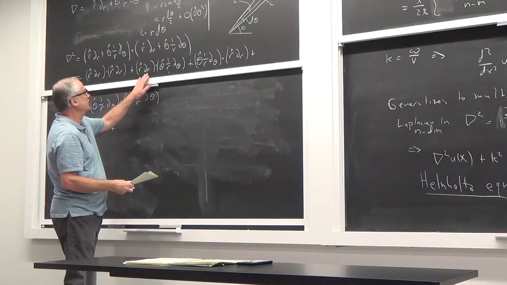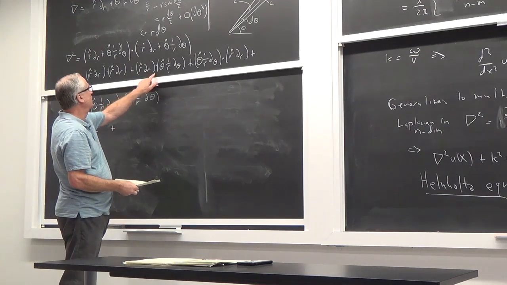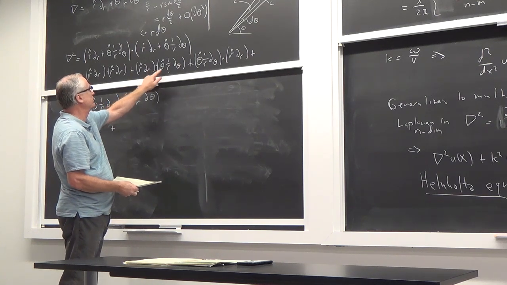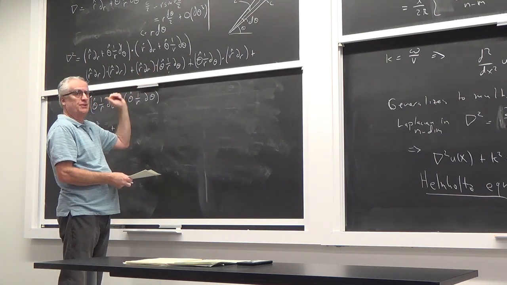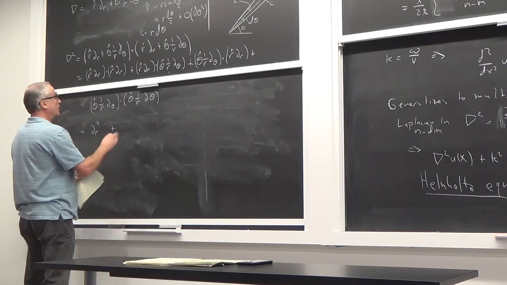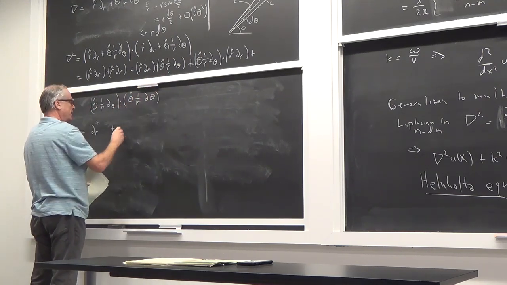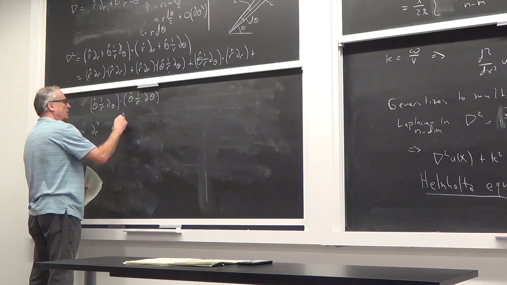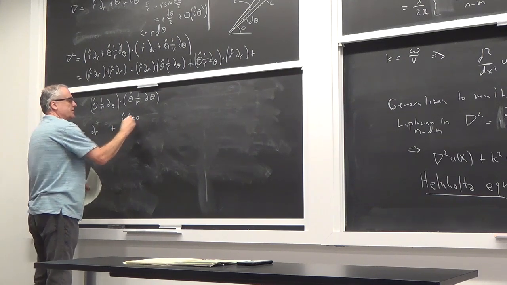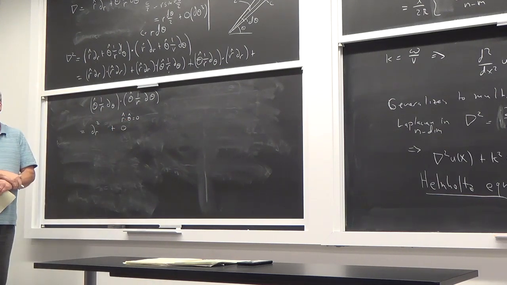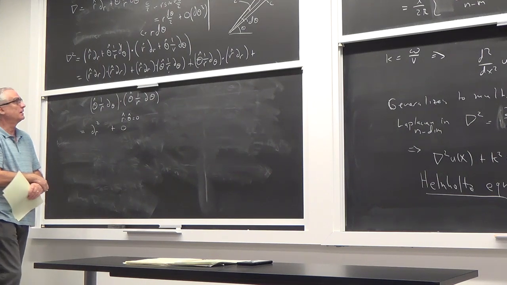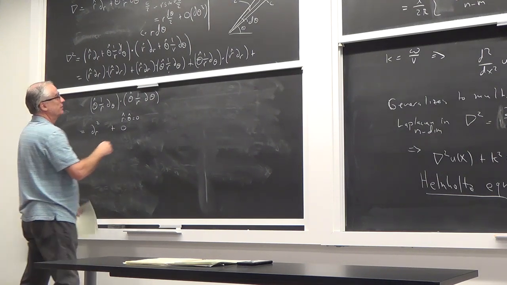Likewise, for the second term, there's no r dependence in theta hat, so this derivative just goes, and we can just interchange the order. We get an r hat dot theta hat, but that's 0, since they're orthogonal directions. Okay, so we've done the first two terms.